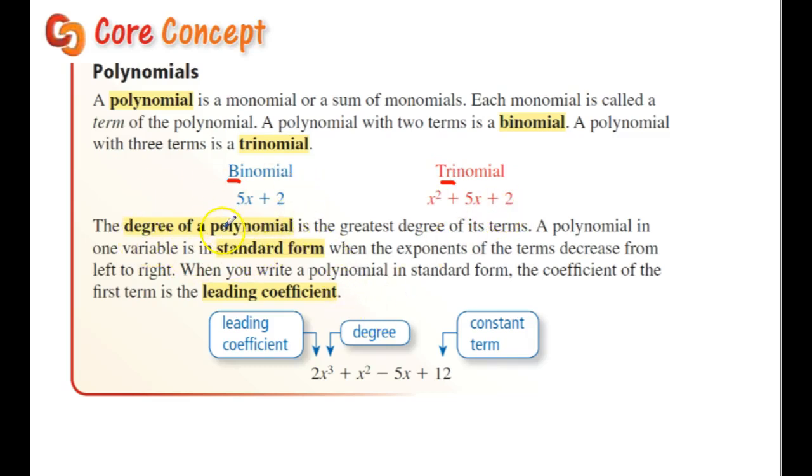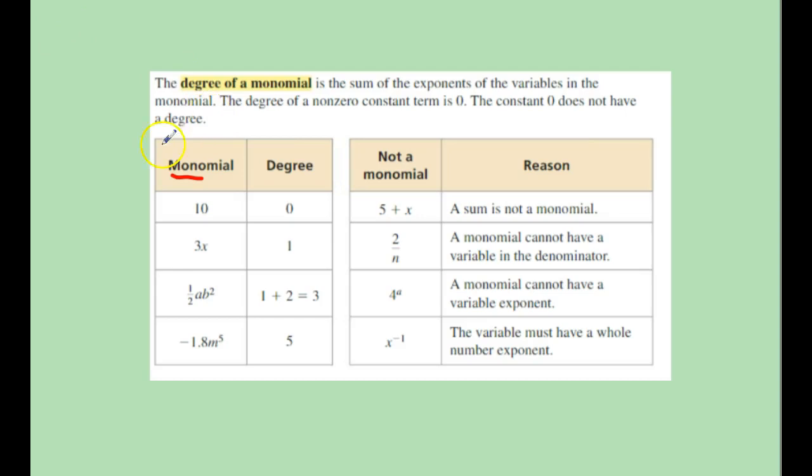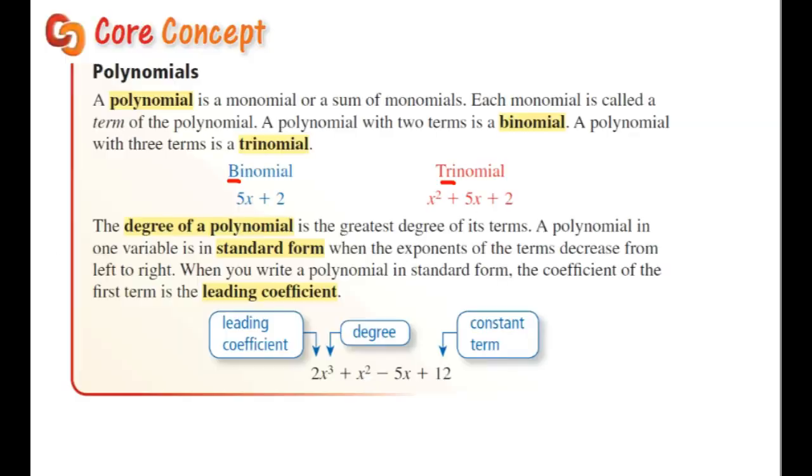So the degree of that polynomial is the highest exponent, the greatest degree of its terms. So remember, back we found the degree of a monomial. So we're going to find the degree of each term in my polynomial, and then the degree of that polynomial is the highest one. Okay, so we always want to look at things in standard form, and standard form means my variables are in order of the biggest to the smallest exponent. So you'll see this example is in standard form because my highest exponent, which is 3, goes first, and then 2, and then 1, and then I don't have an exponent. Okay, so that's standard form.